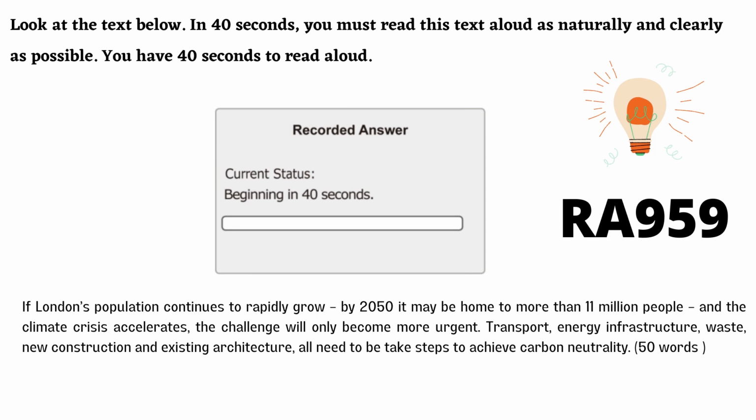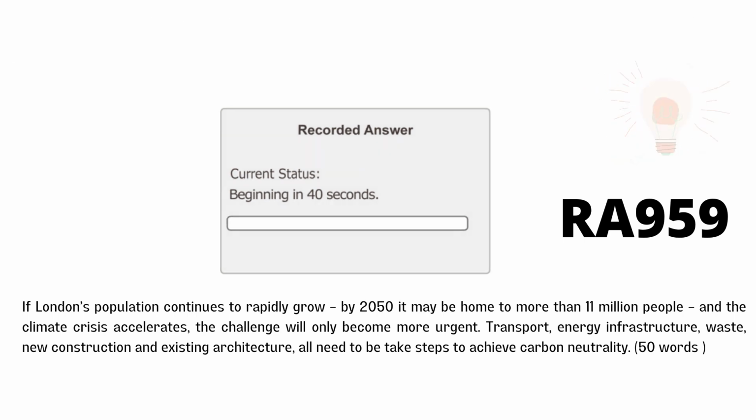If London's population continues to rapidly grow, by 2050 it may be home to more than 11 million people, and as the climate crisis accelerates, the challenge will only become more urgent. Transport, energy infrastructure, waste, new construction and existing architecture, all need to take steps to achieve carbon neutrality.